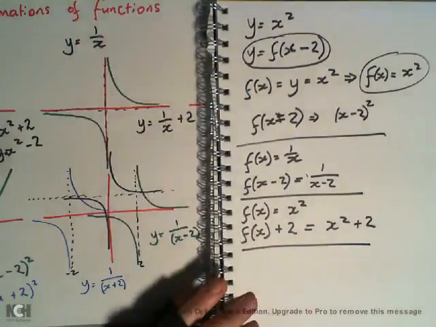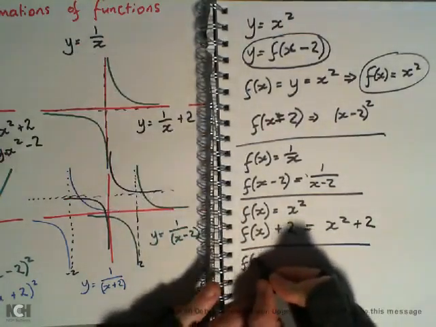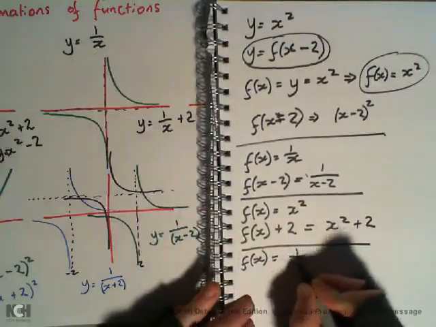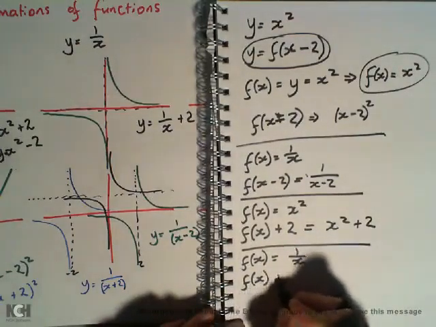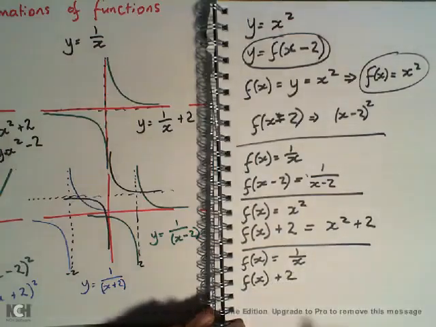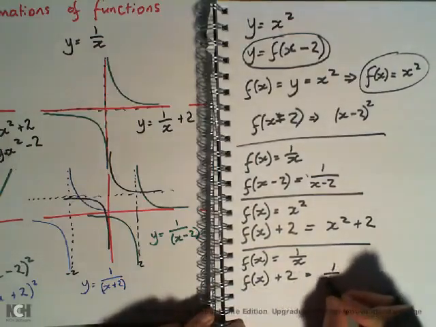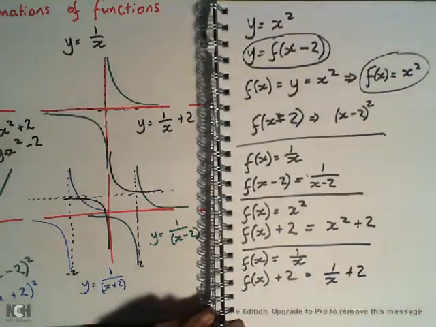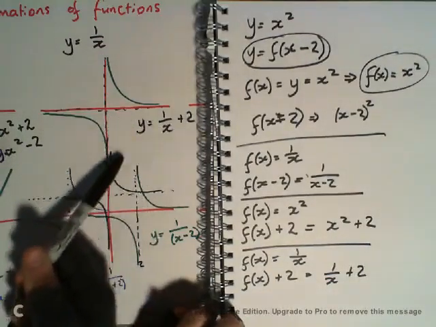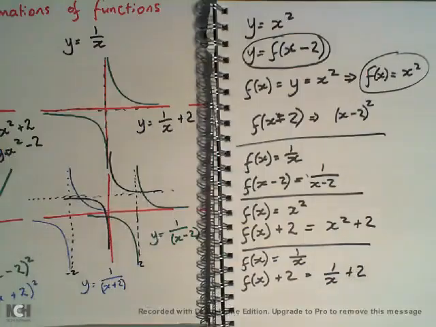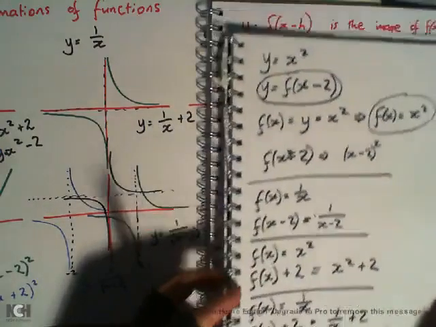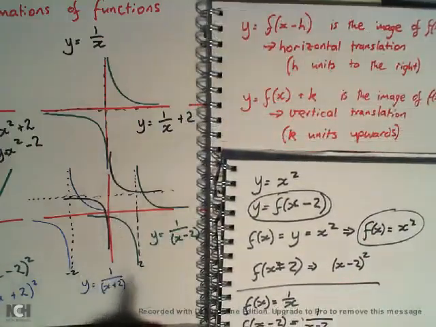For this one I moved it up 2, so f of x, my original function, is 1 over x. Moving it up 2, it's f of x plus 2, so I've got 1 on x and I'm adding 2, and that's what we have here. I've moved it up 2, and same thing for taking away, I'd go down. So that's the first 2 summaries there.